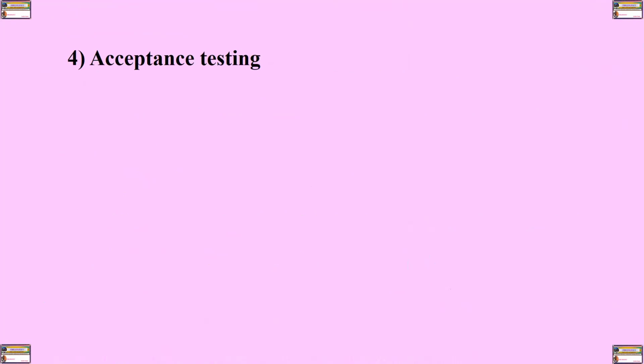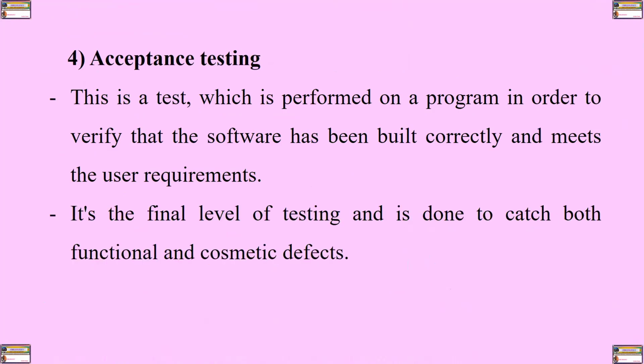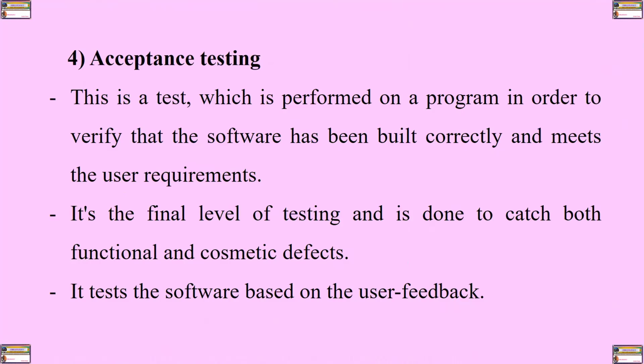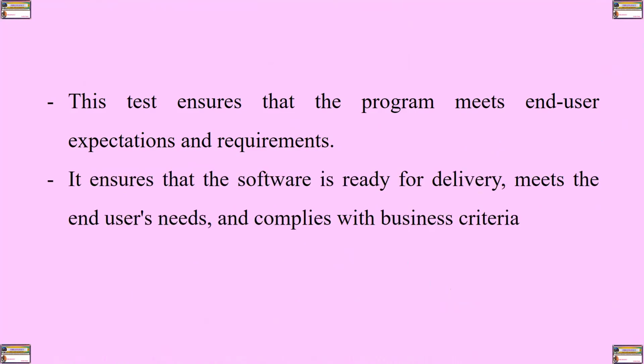Number 4 is acceptance testing. This is a test which is performed on a program in order to verify that the software has been built correctly and meets the user requirements. It's the final level of testing and is done to catch both functional and cosmetic defects. It tests the software based on the user feedback. This test ensures that the program meets end-user expectations and requirements. It ensures that the software is ready for delivery, meets the end-user's needs, and complies with business criteria.